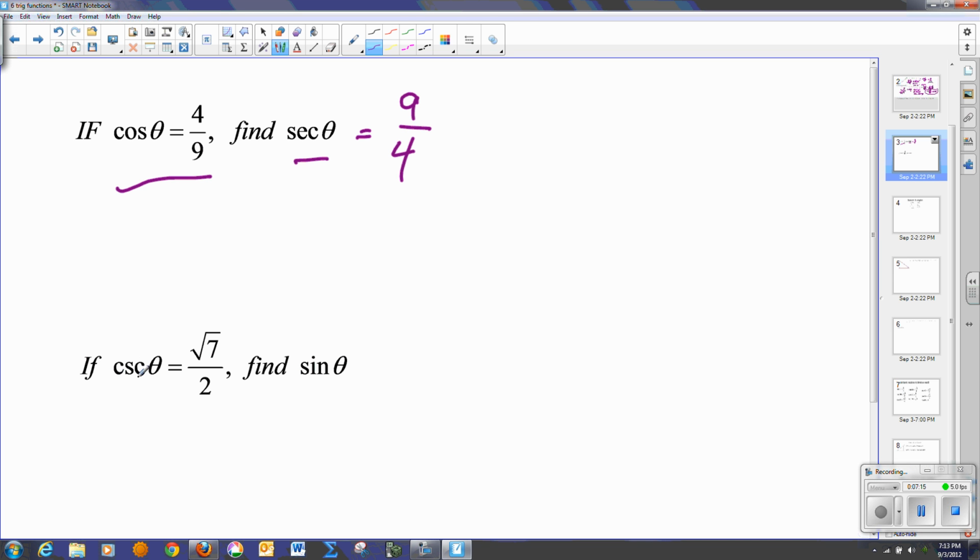Likewise, my cosecant is root 7 over 2, and I'm asked to find my sine. Well, I know that if cosecant is the reciprocal of sine, then sine must be the reciprocal of cosecant. So once again, I just take the reciprocal, get 2 over root 7, and I have the sine value, but that's not going to be good enough once again. So we're going to rationalize by root 7 over root 7 and get 2 root 7 over 7 for my sine value.